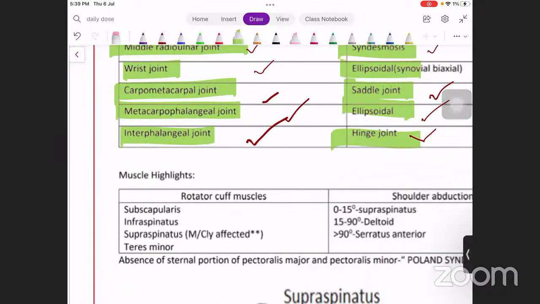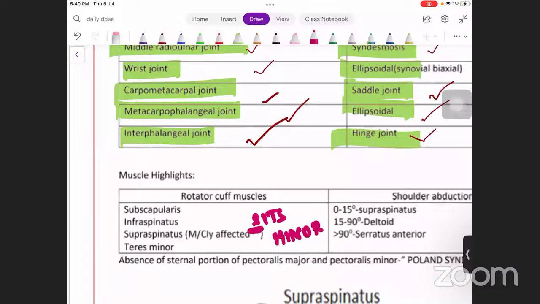Okay, and then you have the muscle highlights. What are your rotator cuff muscles? The rotator cuff muscles are SITS minor. I used to remember it as SITS minor. So what is SITS minor?